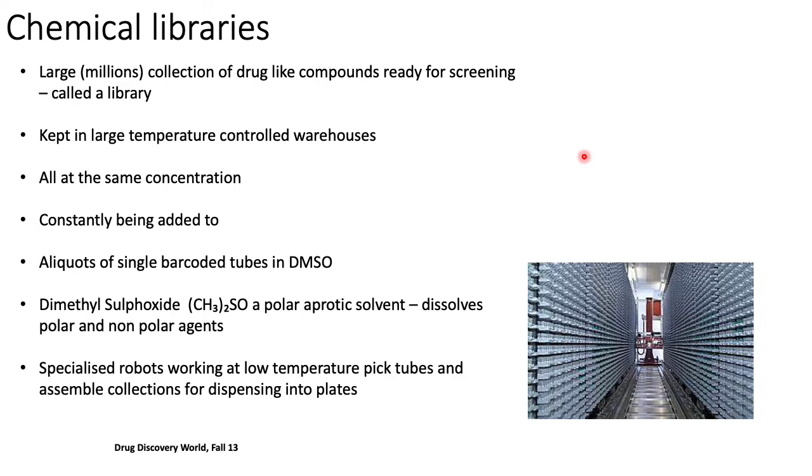The compounds are all at the same concentration, and they're always being constantly added to. So essentially, they're going to build up big stocks of these compounds. And the aliquots have special barcodes on the end of the tubes, and they have a single barcode, okay? And the compounds will be dissolved in DMSO. And DMSO is ideal because it's a polar aprotic solvent, and it dissolves polar and non-polar agents. And this is particularly useful for stability of compounds. Now they use these specialized robots which are working at a temperature to pick the tubes and assemble collections for dispensing into plates. This is all automated.